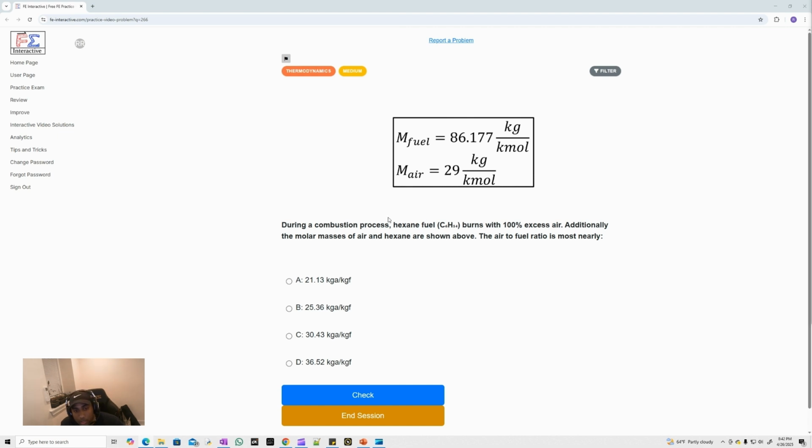It says during a combustion process, hexane fuel, which is C6H14, so it's a hydrocarbon fuel, burns with 100% excess air. Additionally, the molar mass of air and hexane are shown above. The air to fuel ratio is most nearly.